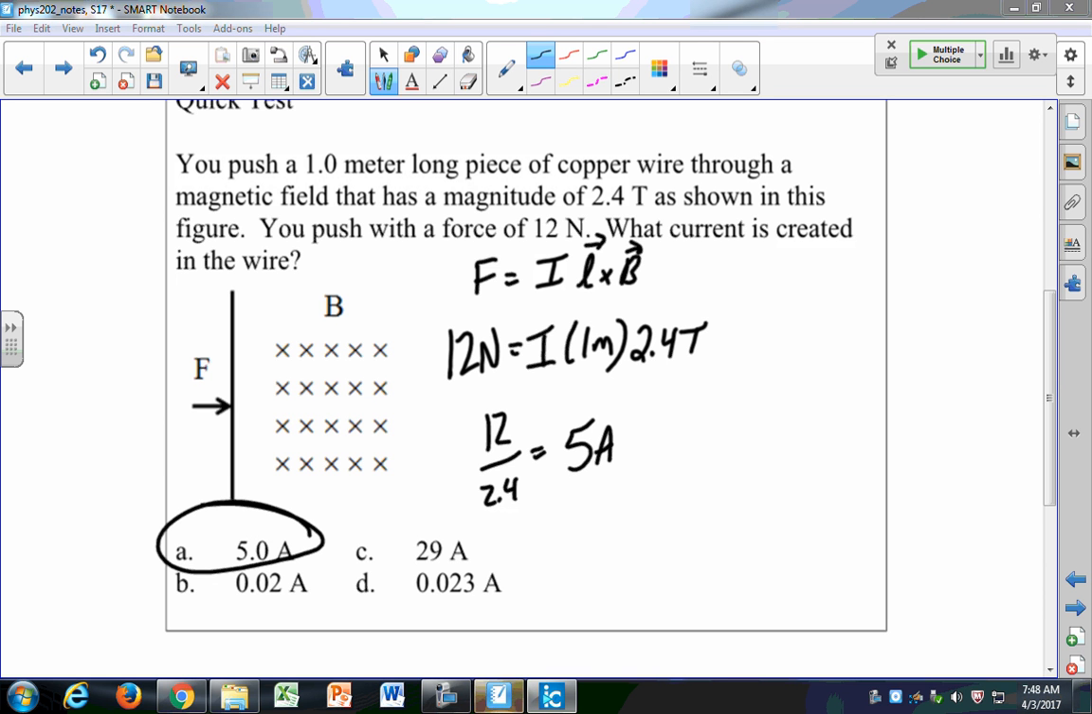All right, we'll talk about generators later and how generators work. But in short, this is how they work. I take a piece of wire and I force it through a magnetic field. Or, as we'll see in the next chapter, if I change the magnetic field, that will also generate a current in a wire. We'll see that when we get into induction.